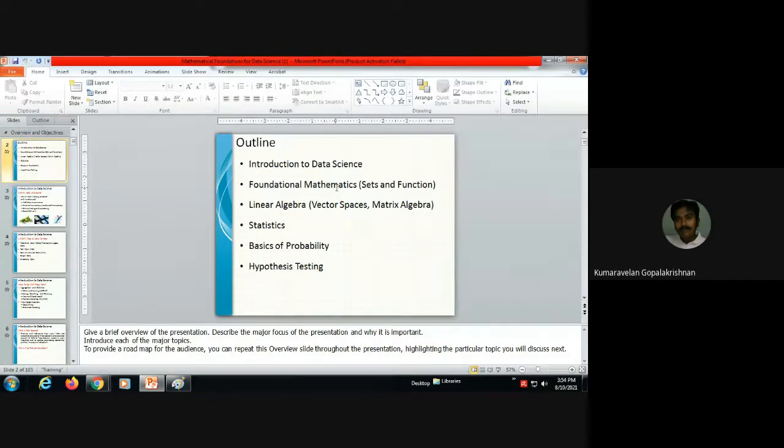So foundation mathematics I covered, linear algebra I covered, statistics I covered, basic probability I covered, hypothesis testing also covered. Don't come to a conclusion that these are all the mathematics needed only for data analytics. I request the participants to create some interest and explore all these kinds of mathematics. If you have any doubts in mathematical modeling, just text me. Surely I will help you in this regard.